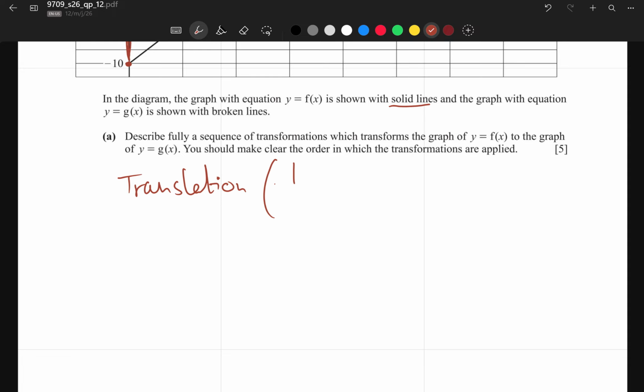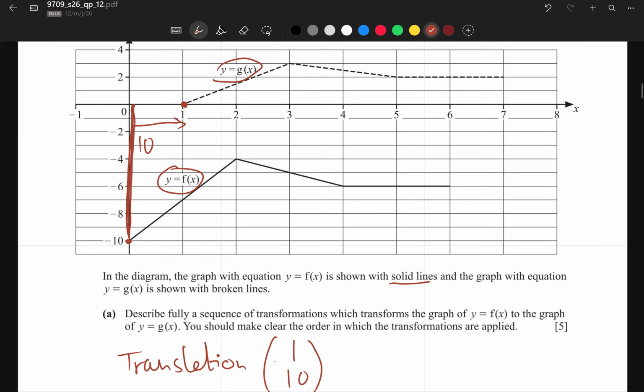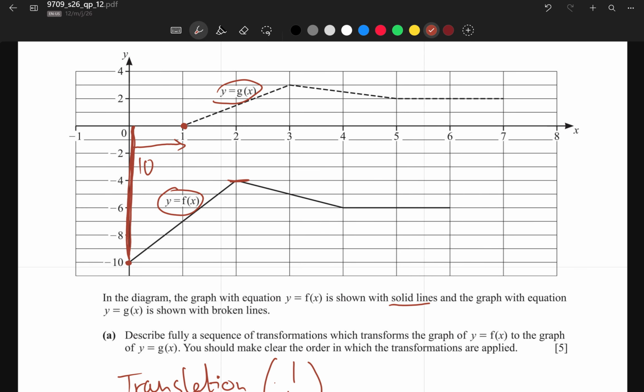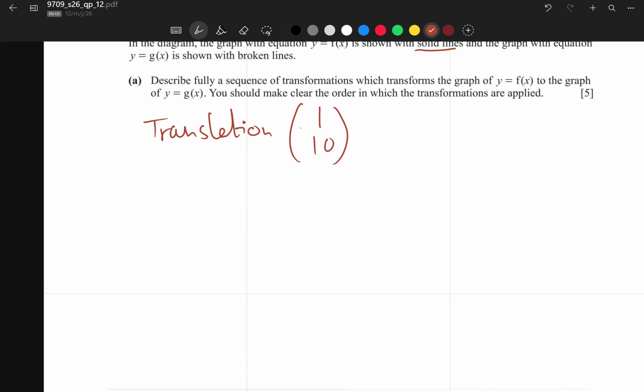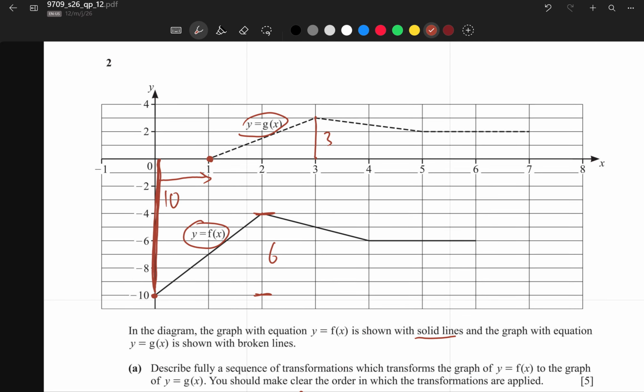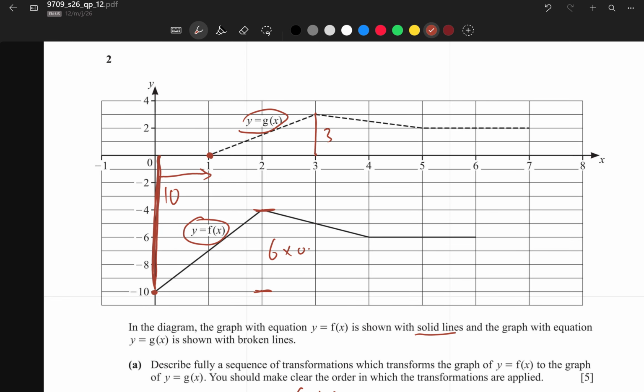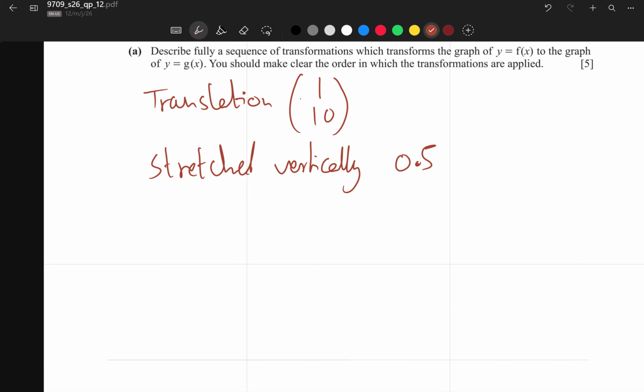with this vector 1 and 10, and now you can see the height of the original graph starting from 4 ending at 10 is 6 units, but the height of the transformed graph starting from 3 ending at 0 is 3 units. So it is stretched vertically with factor 0.5. As the original graph is 6, if you multiply 0.5, this will give you 3 units of height. Now this is one method of solving.